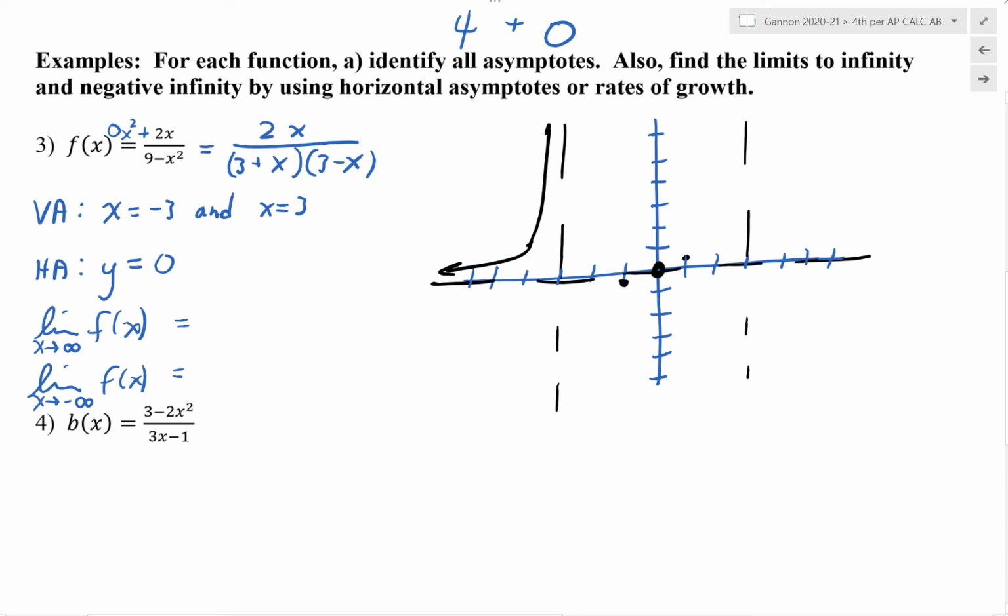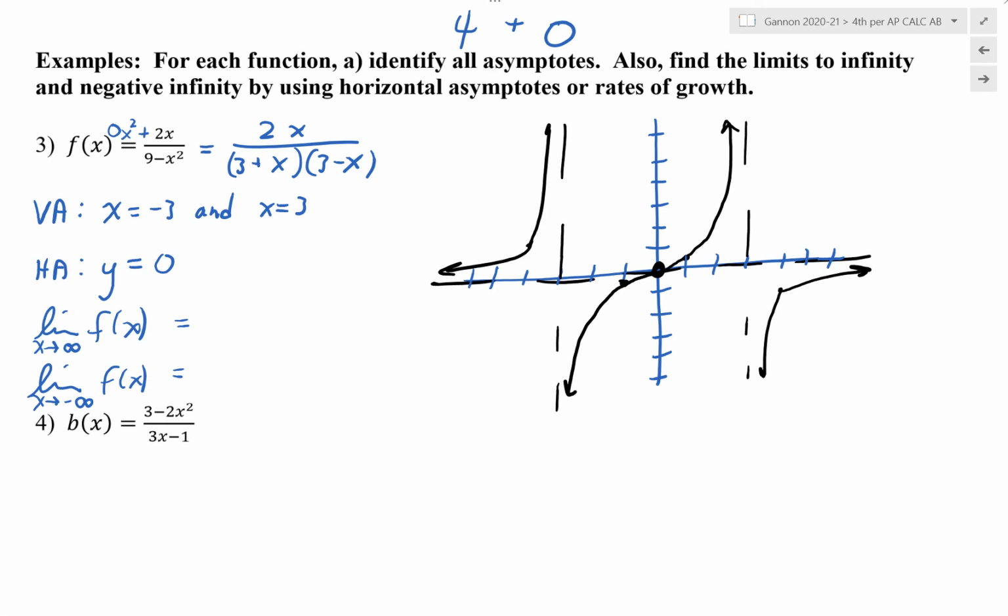So it's going to look like this, which, if you were to continue to plug in points, you would see that the graph will do something like this. And if we plugged in +4, 2 times 4 is 8 on top. 4 squared is 16, so 9 minus 16 is -7. So +4 would give you -8 over 7, which would be down here, and your graph would have a shape similar to this.